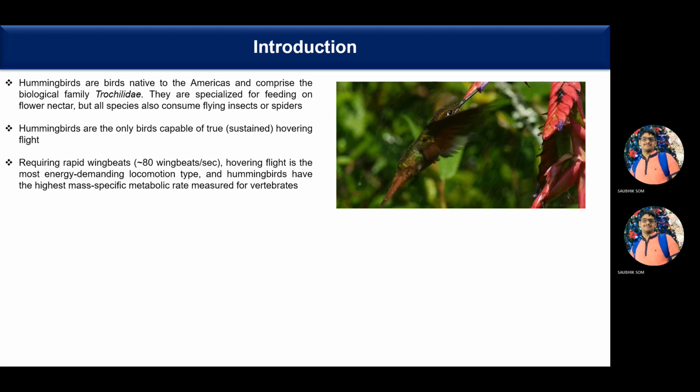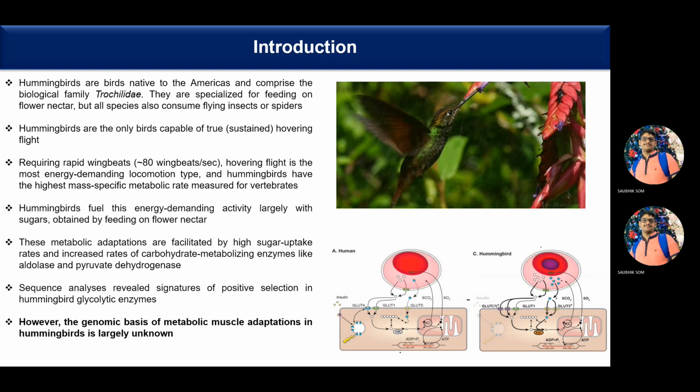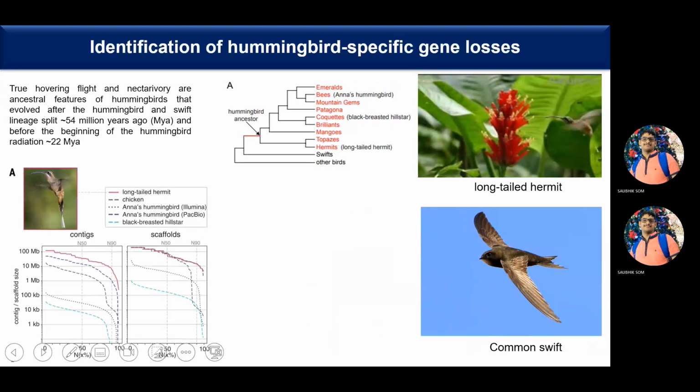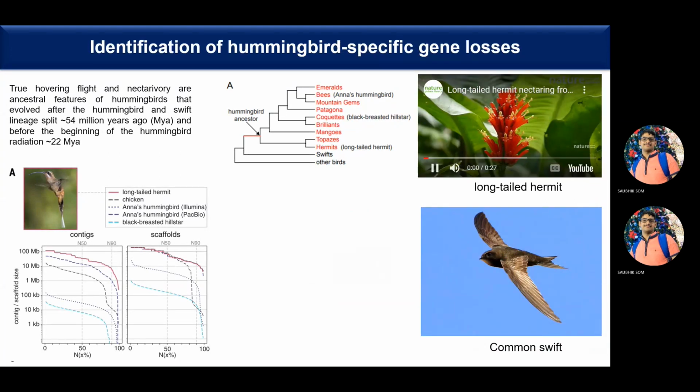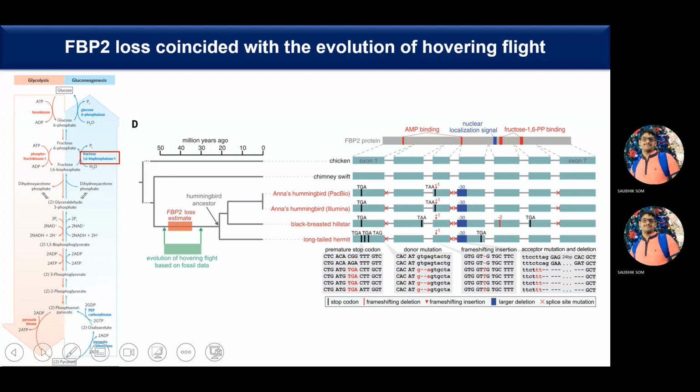To maintain this kind of hovering flight, they have shown that hummingbirds have increased glucose transporters and so on, which you can understand. See, this is the hovering flight. This is a hummingbird, a long-tailed hermit, and you can see how it is taking the nectar. So this is the thing I wanted to explain.